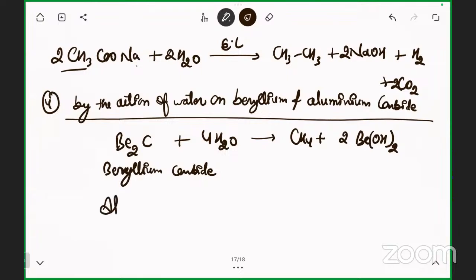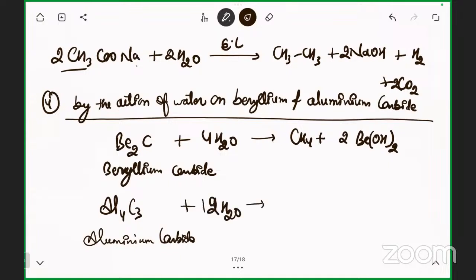Same with Al4C3, that is aluminium carbide. When this reacts with 12 molecules of water, it gives out 3 molecules of methane and forms Al(OH)3, four molecules. Okay, so this is also a method.